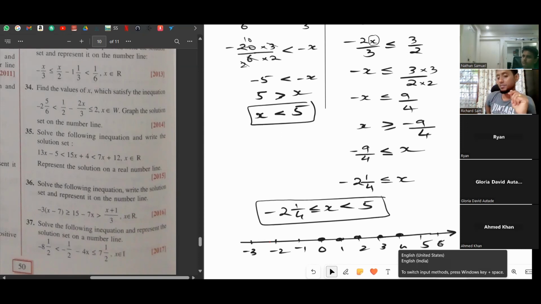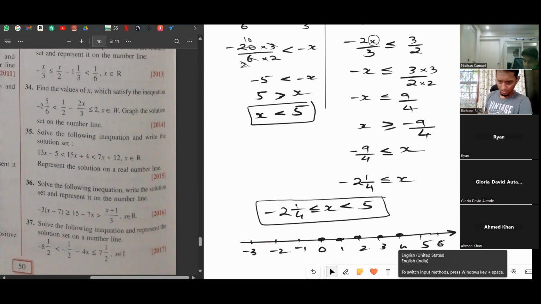That is only if it's real numbers. If it's integers or whole numbers, you are showing only those numbers which are included. So 5 is not included at all. 4 is included, so just draw a dot on 4. Right, like this. First we got x less than 5, 4.